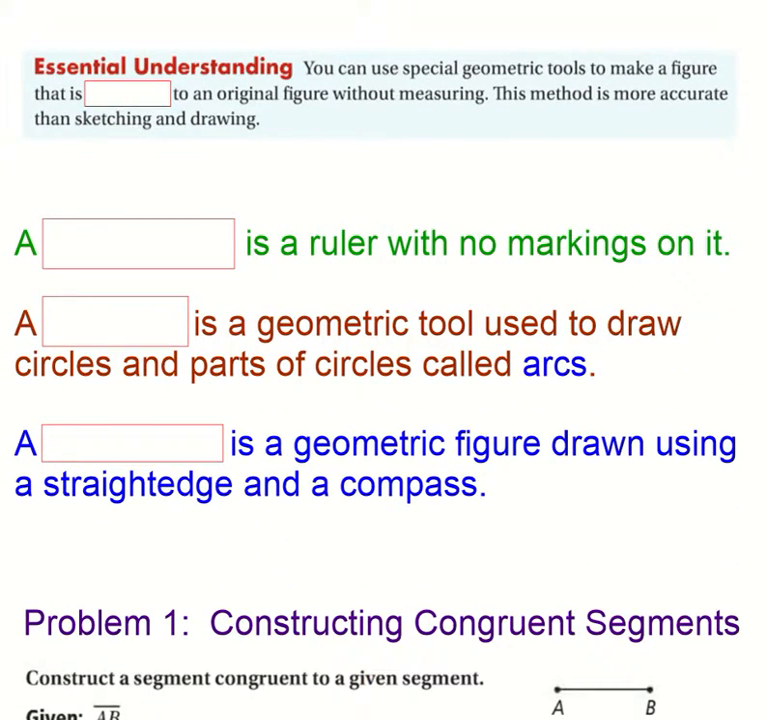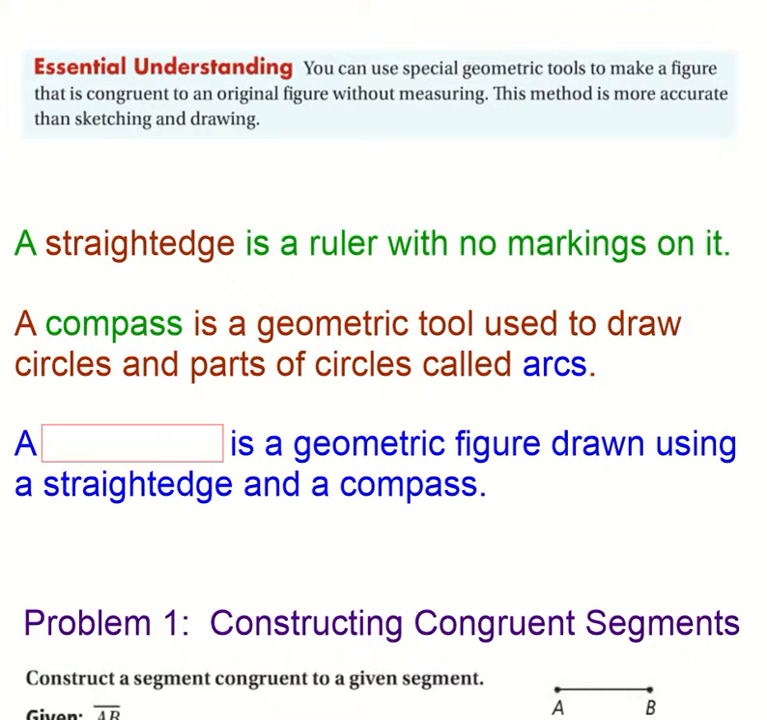And so, essential understanding: you can use special geometric tools to make a figure that is congruent to an original figure without measuring. This method is more accurate than sketching and drawing. A straight edge is a ruler with no markings on it. It can be the edge of a paper, or just something with a straight line that you could trace. A compass is a geometric tool used to draw circles and parts of circles called arcs. And a construction is a geometric figure drawn using a straight edge and a compass.